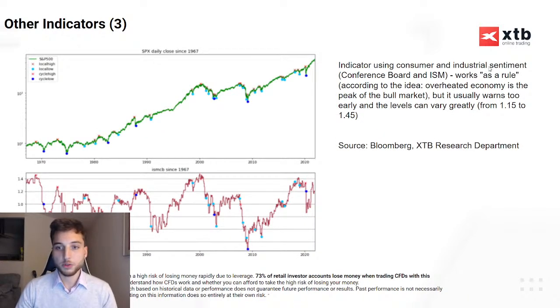Indicators using consumer and individual sentiment, so Conference Board and ISM. These are something we do report on in the news section as well, so feel free to keep an eye on that. As a rule, according to the idea, an overheated economy is the peak of the bull market, but it usually warns too early and the levels can vary greatly from 115 to 145. Again, rising prices, consumers having negative expectations, and as I said, industrial sentiment fluctuating. That's something that always worries markets because it could lead to a different approach by the central bank itself.